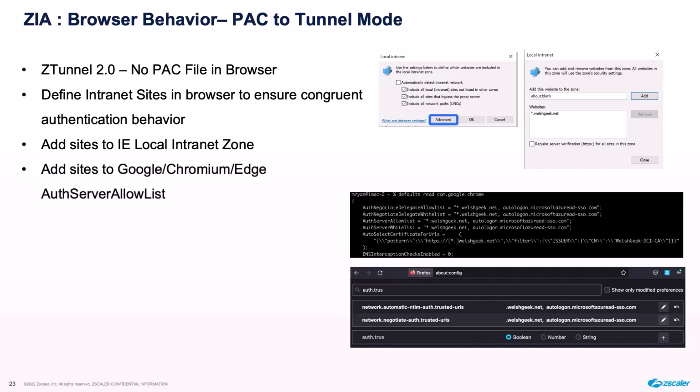Within Google, Chromium, Edge browsers, whatever, you would add sites to the auth server allow list. With Firefox, you'd add things to the auth trusted URIs configuration option. All of these can be pushed out through group policy objects and identified from your existing PAC file, migrated into the browser configuration, and pushed out before the migration to Zscaler occurs.